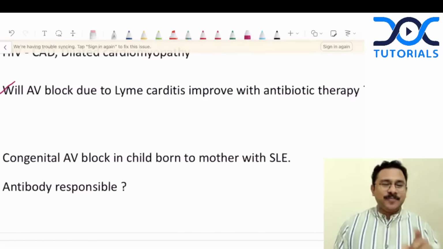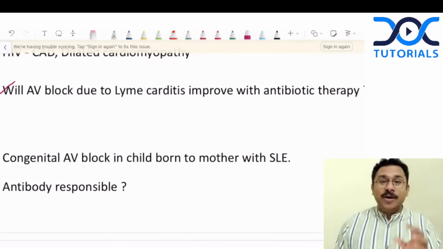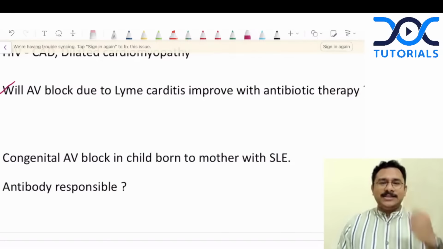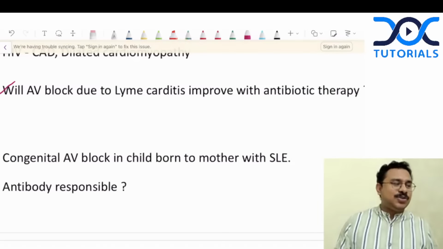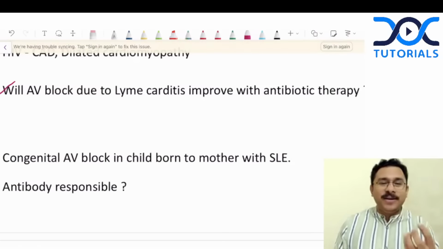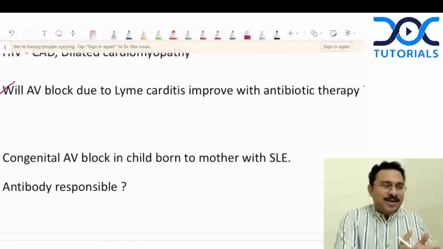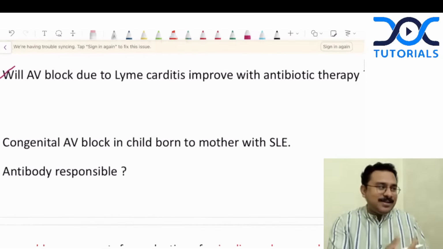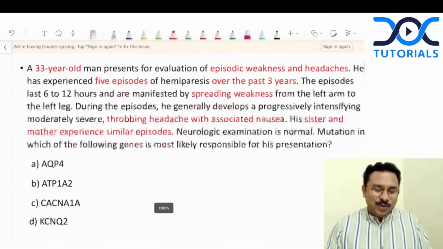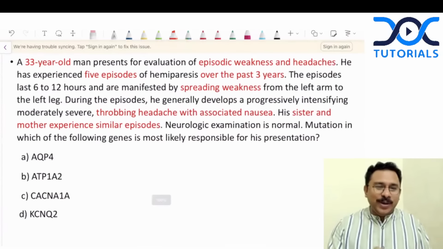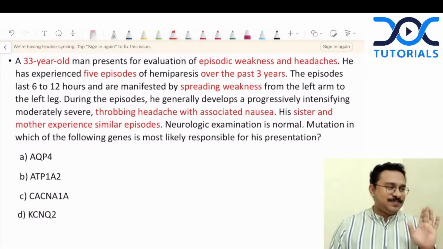Second bonus question. Congenital AV block. We are discussing AV block, right? Congenital AV block in a child born to a mother with SLE. What is the likely antibody responsible? Who is going to answer? I can wait for your comments. I'll wait for the comment section answers, and after that, I'll discuss. Okay, right. Let me just show you the next question. As you quickly scan through the question, I am just waiting for the answers in the chat box. Tell me.